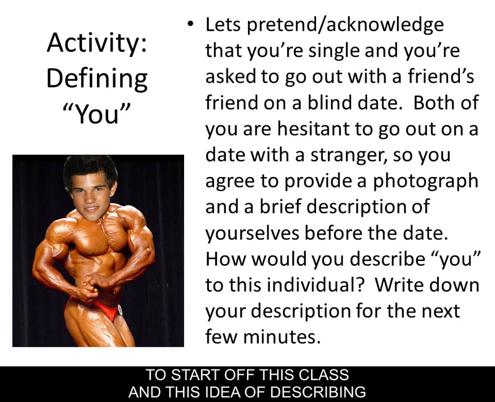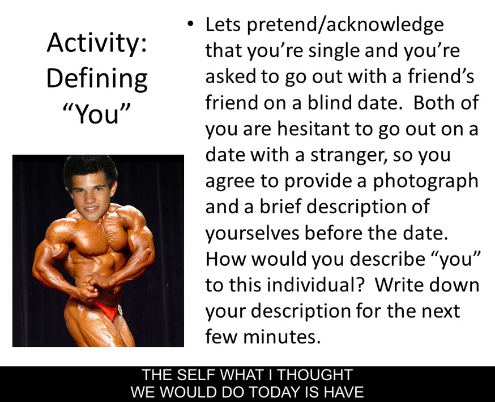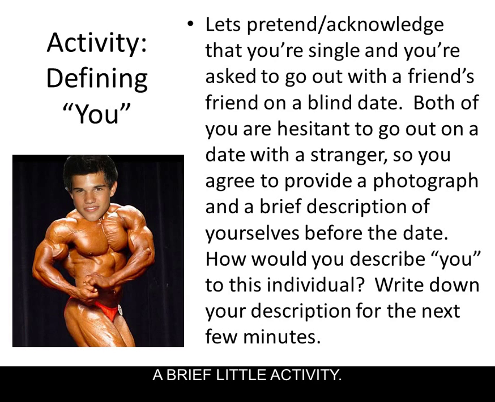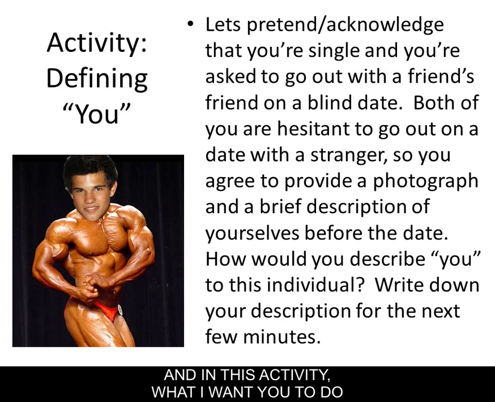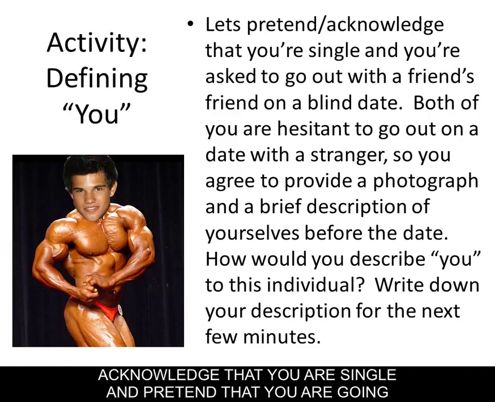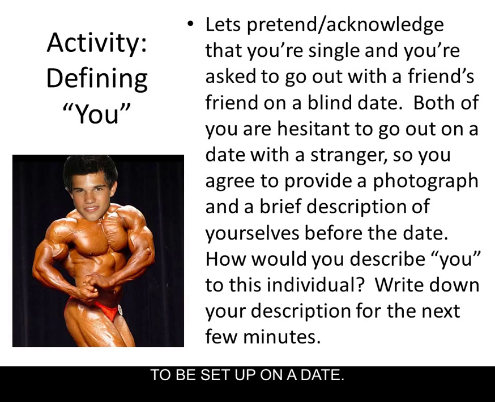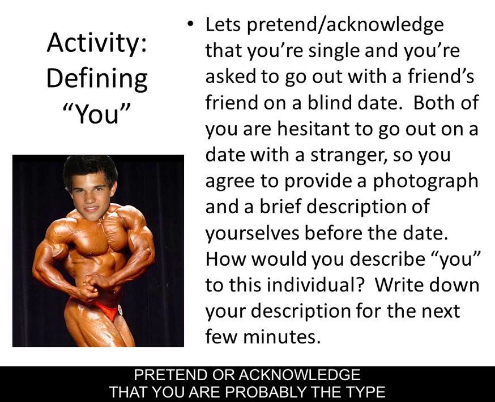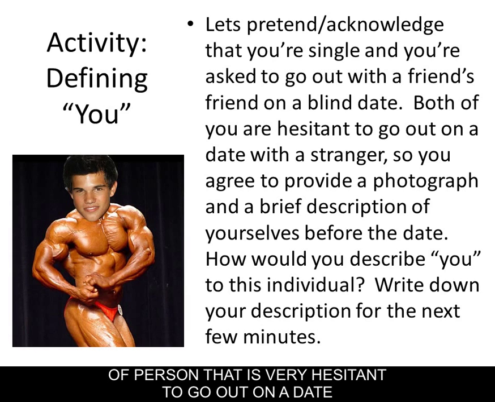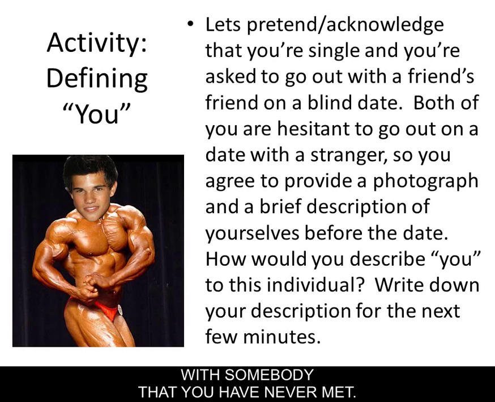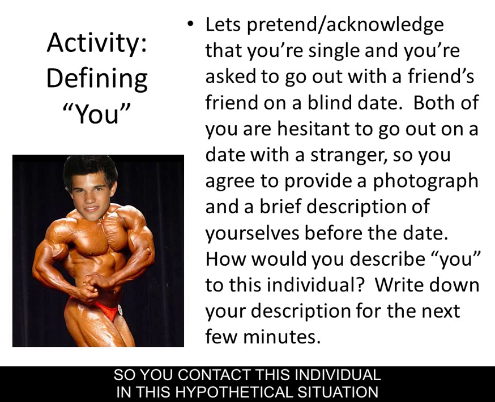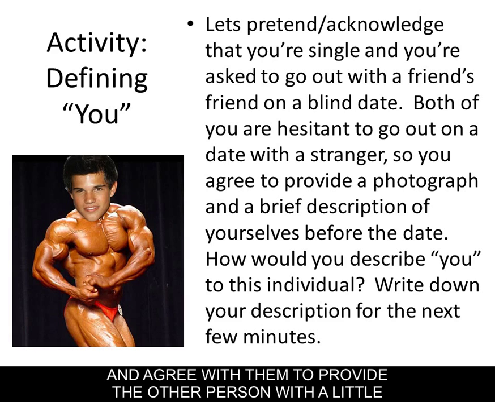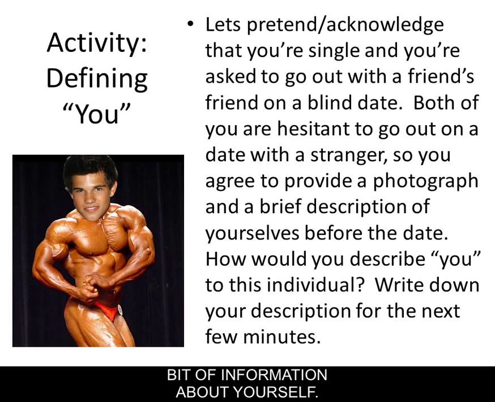To start off this class and this idea of describing the self, what I thought we'd do today is have a brief little activity. In this activity, what I want you to do is to pretend, or if you actually are single, acknowledge that you're single, and pretend that you're going to be set up on a date. So you've got a friend of a friend who would like to set you up on this blind date. But we're also going to either pretend or acknowledge that you're probably the type of person that's very hesitant to go out on a date with somebody that you've never met. So you contact this individual in this hypothetical situation and agree with them to provide the other person with a little bit of information about yourself.